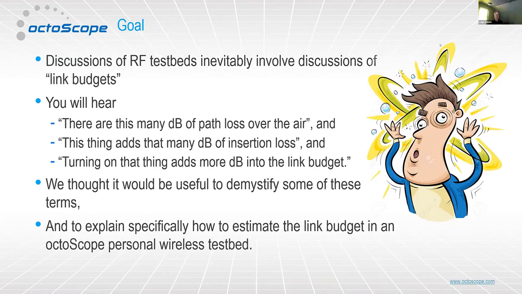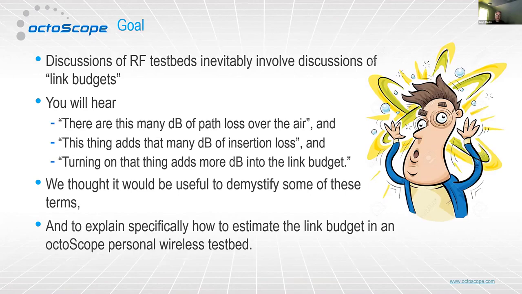So when you talk about link budgets, you inevitably hear things like, oh, well, we have this many dB of path loss over the air, or if we stick this thing in, we're going to get some more dB of path loss, or if we put on that thing, we'll get some more dB in the link budget. So we thought it would be useful to try and clarify what all that means and really get into some details of what that means inside a personal testbed like the octoScope testbed.